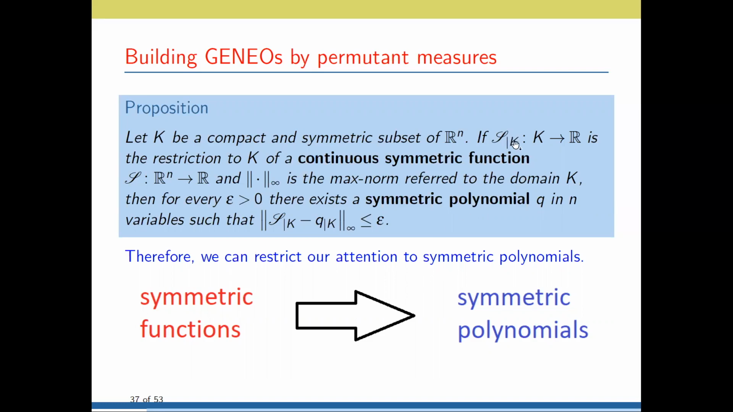If S restricted to K is the restriction to K of a continuous symmetric function S from Rn to R, and we denote by this symbol the max norm referred to the domain K, then for every epsilon greater than 0, there exists a symmetric polynomial Q that approximates the restriction of S to K better than epsilon.